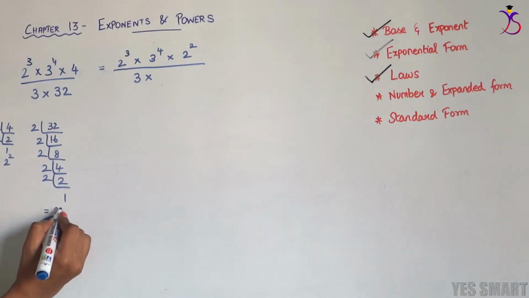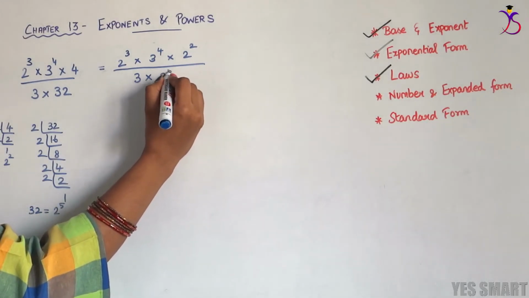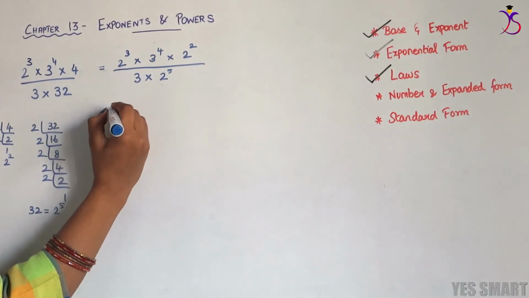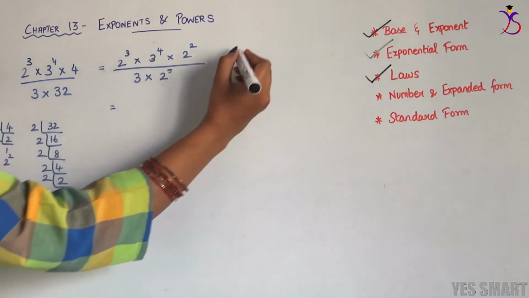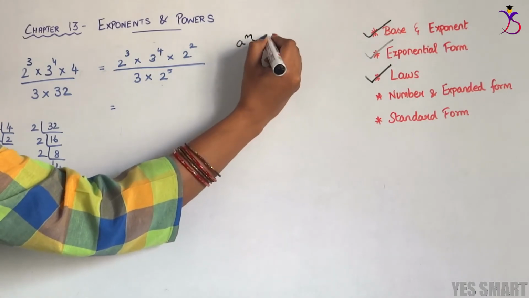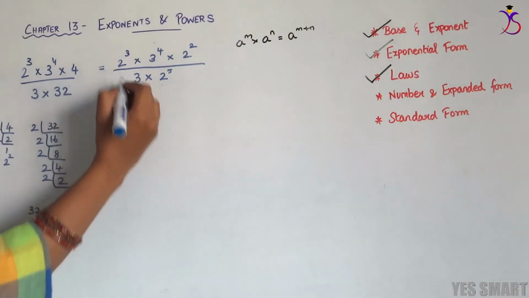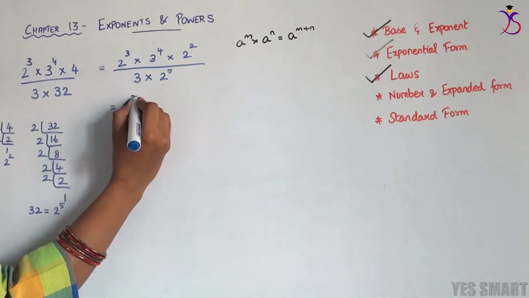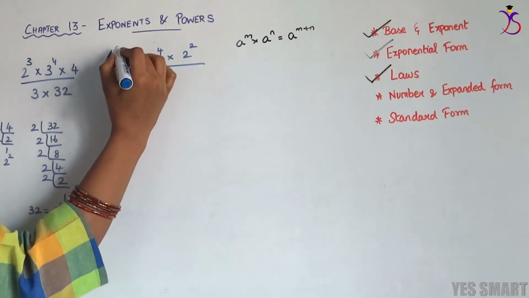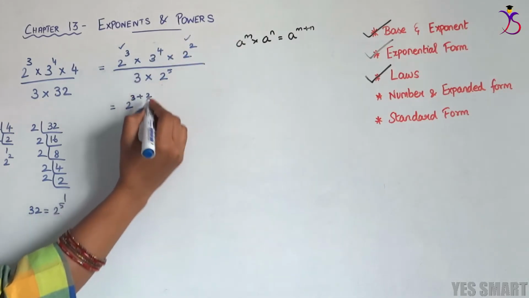So, 2 to the power of 5 is 32. Now, instead of 32, we can write 2 to the power of 5. We already knew a law that a power m into a power n equals a power m plus n. We are going to club together. We have the same base here, so the powers can be added, which is equal to 2 to the power of 3 plus 2 into 3 to the power of 4.